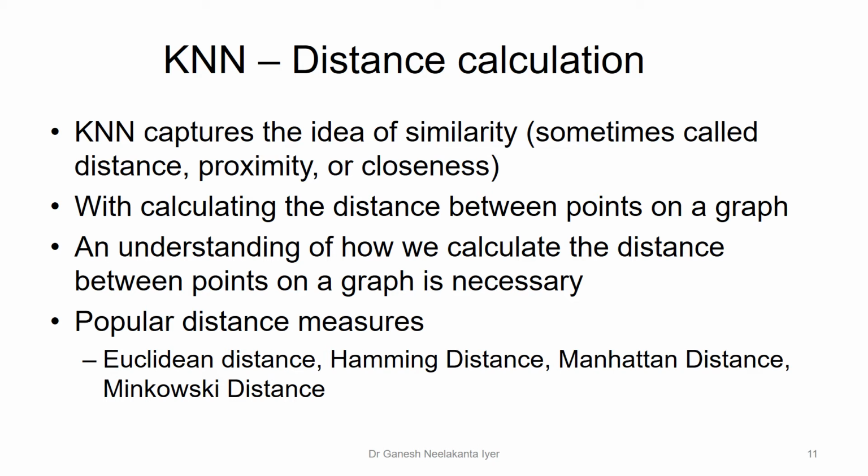Now the distance calculation is very important. KNN captures the idea of similarity, sometimes called distance or proximity or closeness, by calculating the distance between points on a graph. That essentially means you should know how to calculate distance. Some of the popular distance algorithms are Euclidean distance, Hamming distance, Manhattan distance, Minkowski distance, and there are many more, believe me guys.